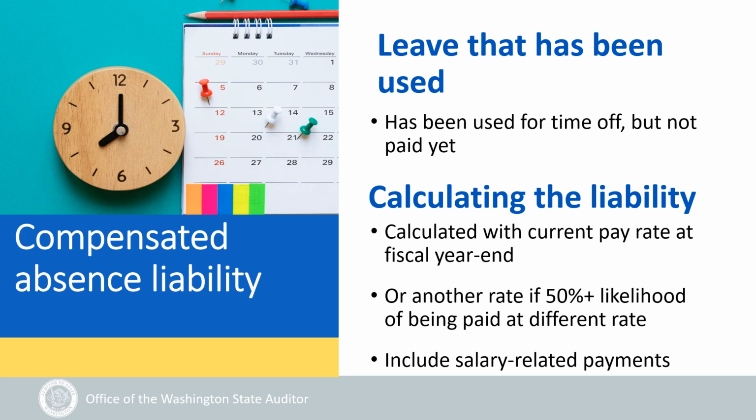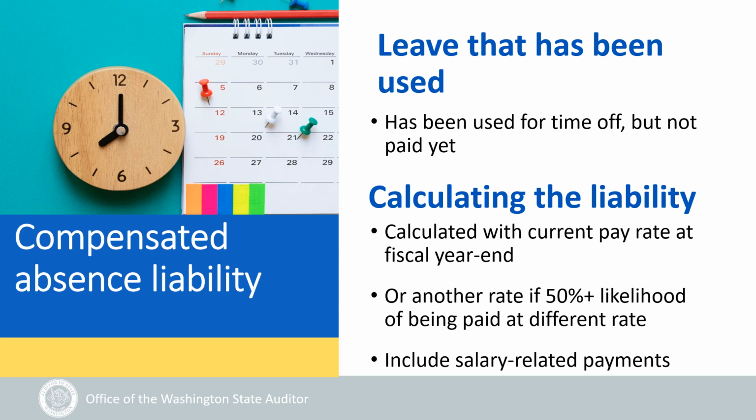In addition to leave that has not been used, you also need to look at leave that has been used but not paid yet. So that's like if someone takes vacation the last week of December and you don't pay them until January. As a GAAP basis government, you have the choice of including this in your normal wages payable liability or including it in compensated absence liability.